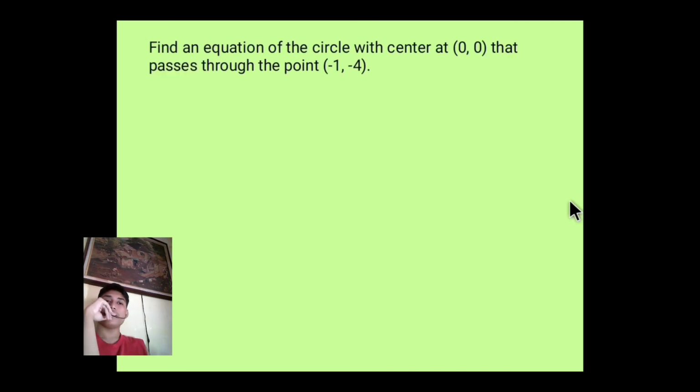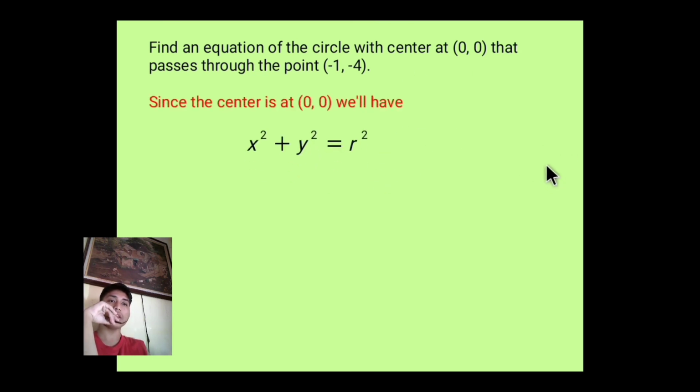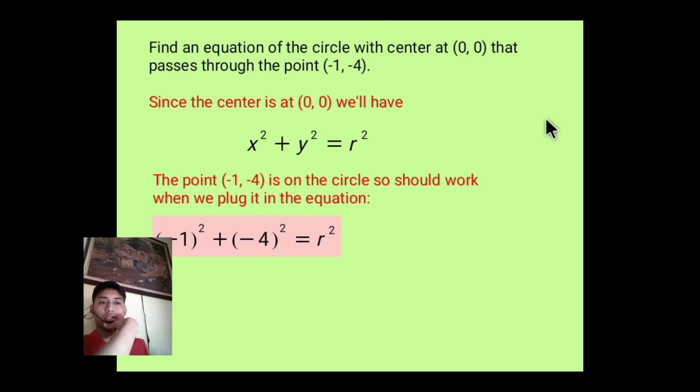Sumunod, find an equation of the circle with center at (0, 0) that passes through the point (negative 1, negative 4). Since the center is at (0, 0), we'll have x squared plus y squared is equal to r squared. Bakit po natin ni-replace? Sabi nga natin, origin, so meron tayong batayan kung saan tatama. So, the x is negative 1, then the y is negative 4.